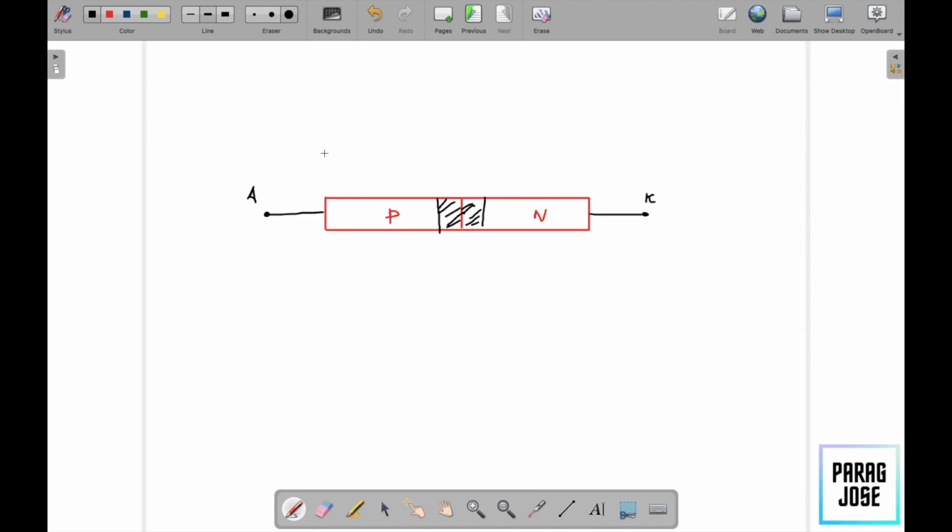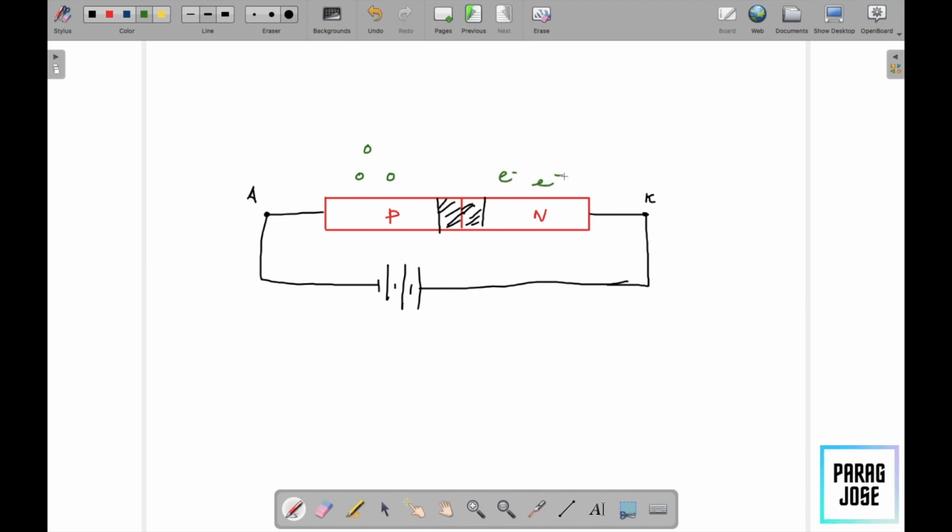Now what happens if I reverse the battery source? So here we can see I'll be trying to connect the negative to the anode and the positive to the cathode. In such a scenario, what would happen? Here we have the holes as the axis and here we have the electrons as the axis. So in this scenario, we can see the unlike poles will attract. So electron will be attracted by the positive terminal of the battery, and therefore the electron will be moving like this towards the positive terminal.